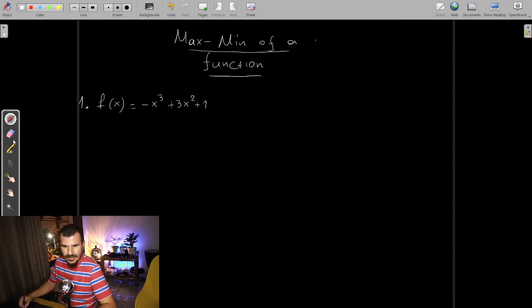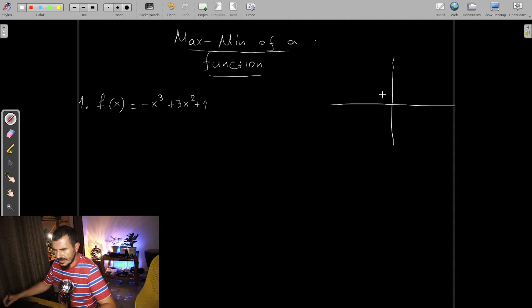Now if I draw this function, if I sketch it fast, it will be something like that. Okay, let me do it better, something like that. Now here, as you see, this is the maximum and this is the minimum here. But what is the property of that?